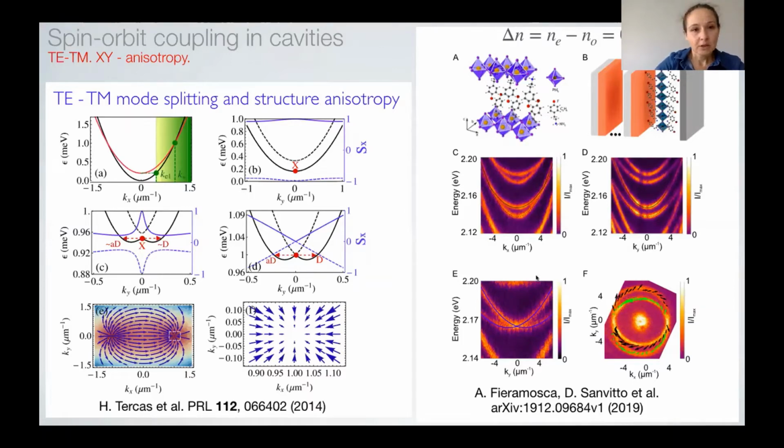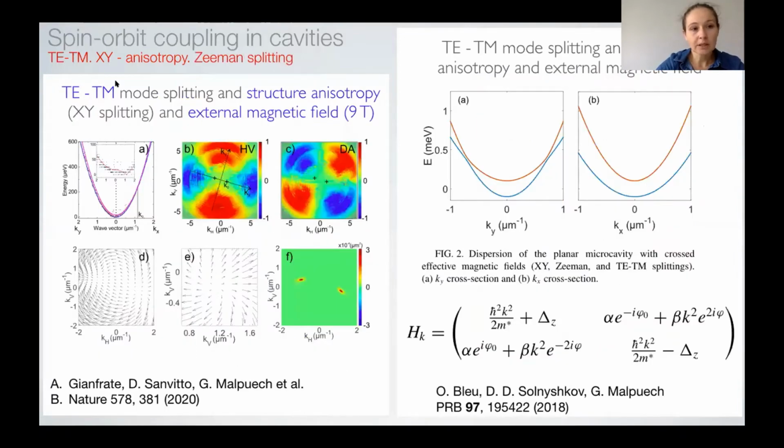But then the story doesn't end. So what more can we do? Apart from the TE-TM mode splitting and the structure anisotropy, we can also add an external magnetic field. And this produces a whole different type of possibilities. And what is also demonstrated in this publication is that you can have very nicely spin-polarized photonic branches in momentum space, even with such a nice anti-crossing at the given position.